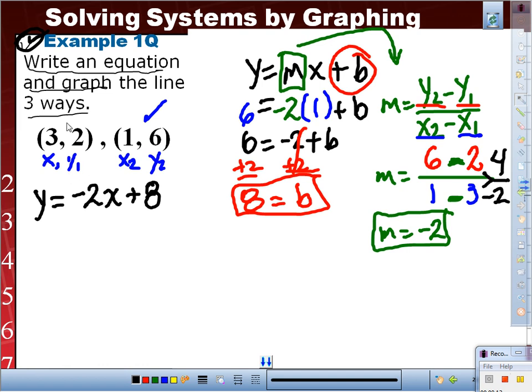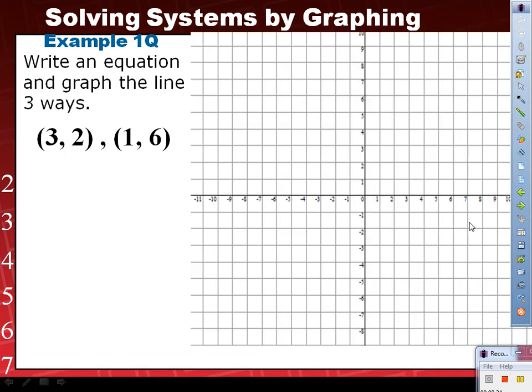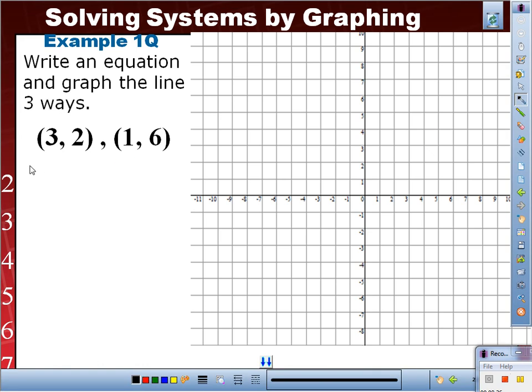What's our next step? Graph 3 different ways. So I want you to get the big graph in front of you, the big coordinate plane. And on the top left, I want you to copy this equation, please. Y equals negative 2x plus 8. All right? I said on the big coordinate plane, top left.